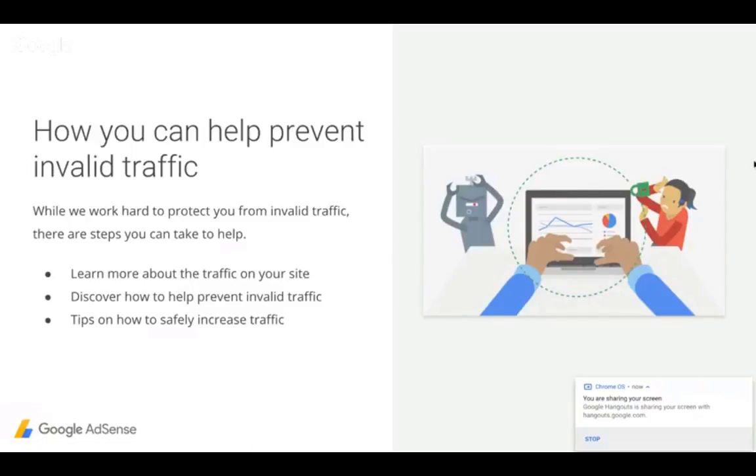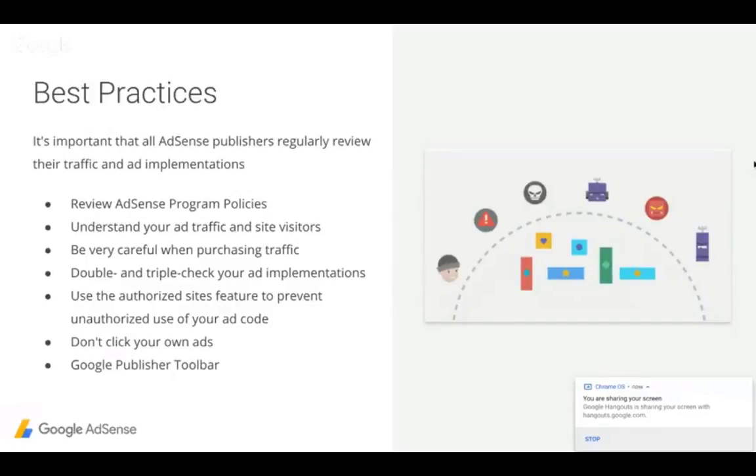First of all, you can try to monitor your content and ads behavior. We have front-end reports. You can go through those and see how your ads and content are behaving. Moreover, you can try and learn how to prevent invalid traffic and how to safely increase traffic to your websites. For your reference, we have listed a few best practices here that you can follow to prevent invalid traffic from your websites and keep your account in good standing with us.